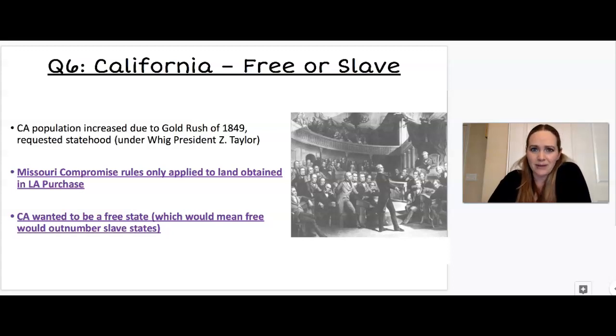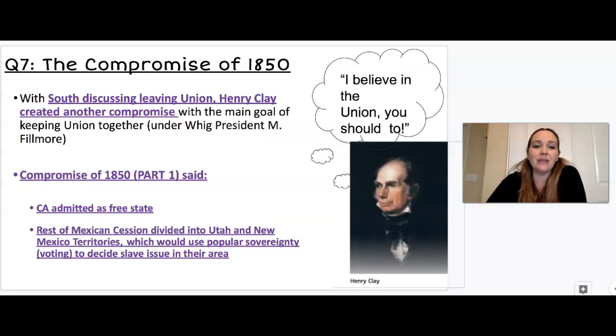So, well, now what? California wants in as a free state. Do we let them in or not? Keep that in mind. Highlight, highlight, highlight. Left-hand side question. Draw a line underneath everything you just wrote. And moving on to the next slide, Q7.